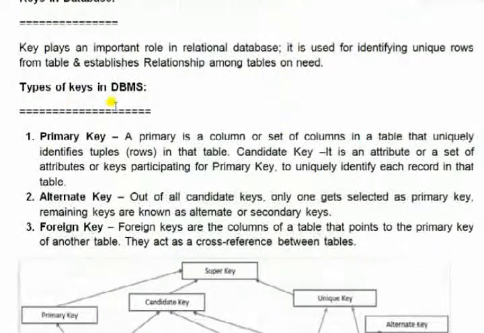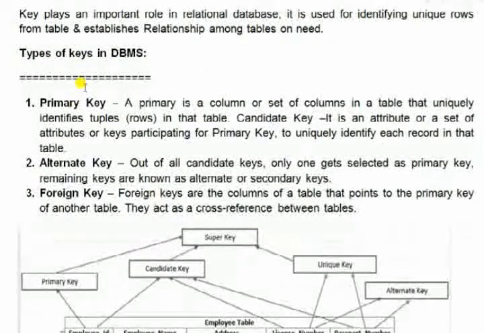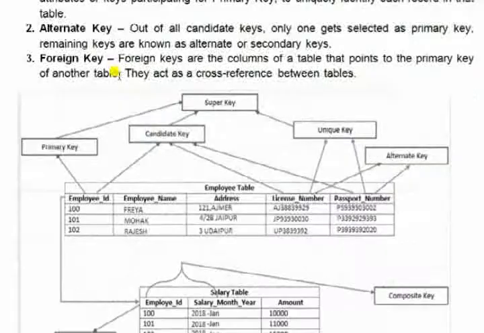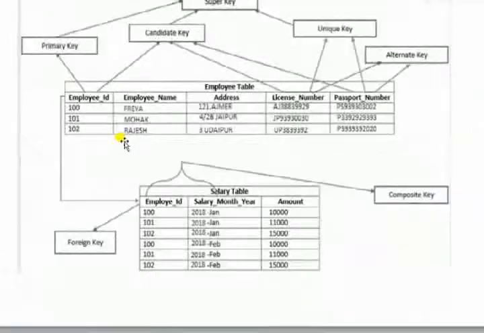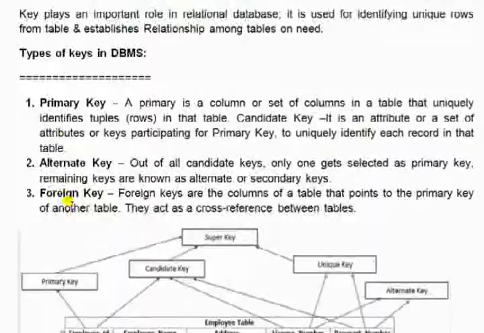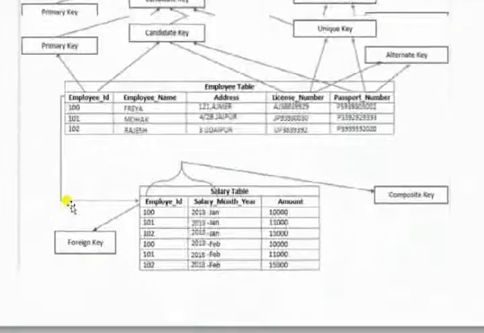Now most of the questions came on the keys, so let me re-explain the keys. Yesterday we discussed that there are 4 important keys: primary key, foreign key, alternate key, and candidate key.